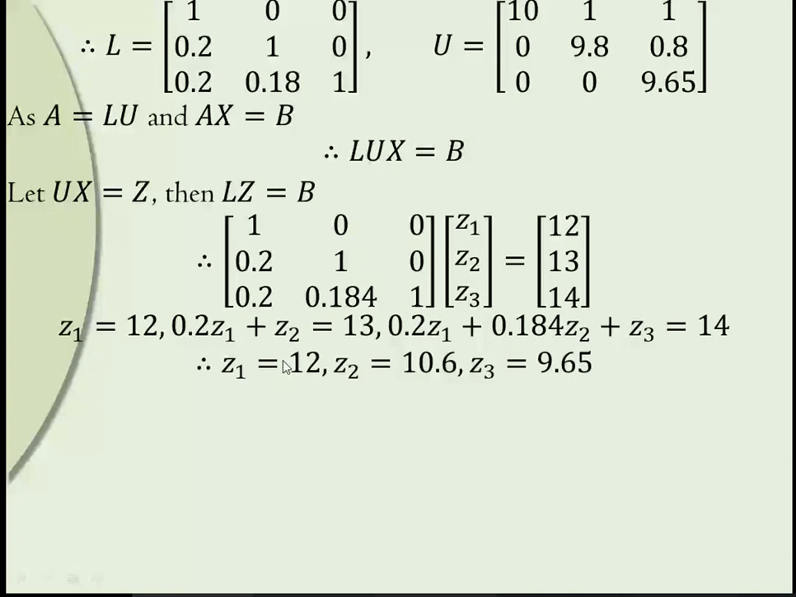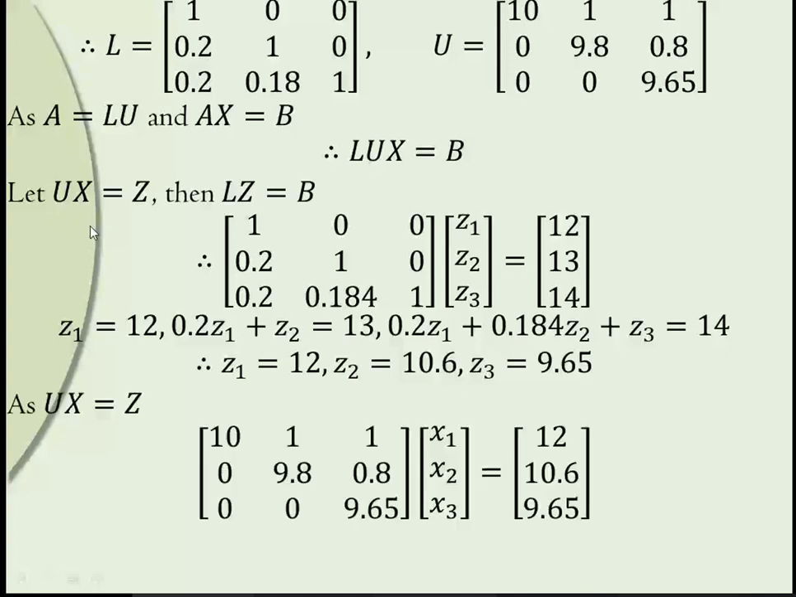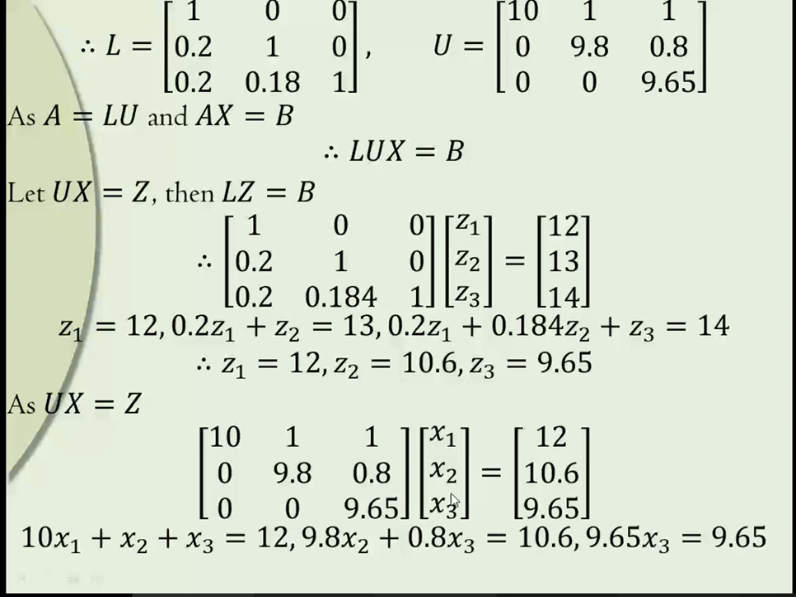Put this Z1, Z2, Z3 into UX equal to Z. Okay. Use the other equation, UX equal to Z. All these three equations we get. From last equation, we get x3 equal to 1. Put it into previous, that gives us x2. Put x2, x3 into this, that gives us x1. So if we solve those three equations, it gives us x1 equal to 1, x2 equal to 1, x3 equal to 1.